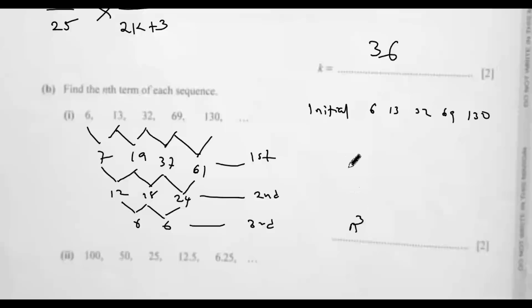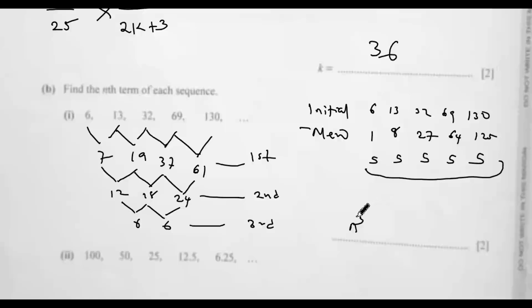Then I will now use n cube to form a new sequence. When n is 1, that will be 1. When n is 2, this will be 8. When n is 3, this will be 27. When n is 4, this will be 64. And when n is 5, this will be 125. I will now subtract the new sequence from the original sequence. So this will give me 5, 5, 5, 5, 5. Since I have a constant here, I just have to add 5, and that will be the sequence.